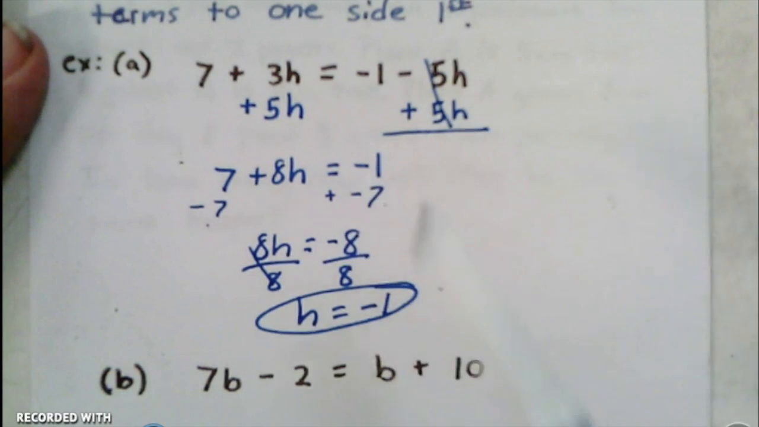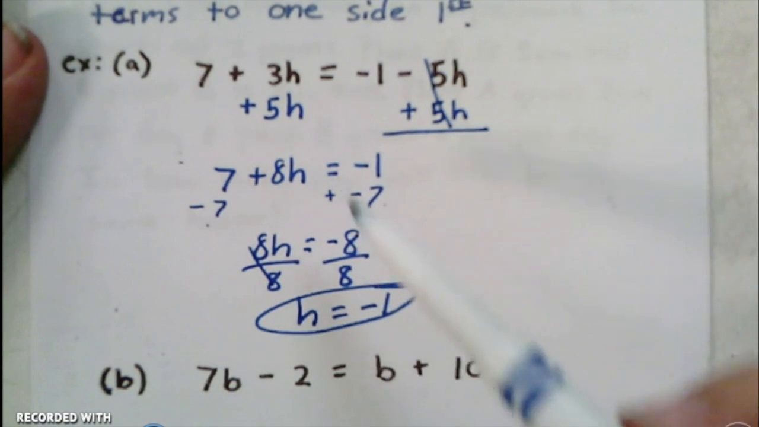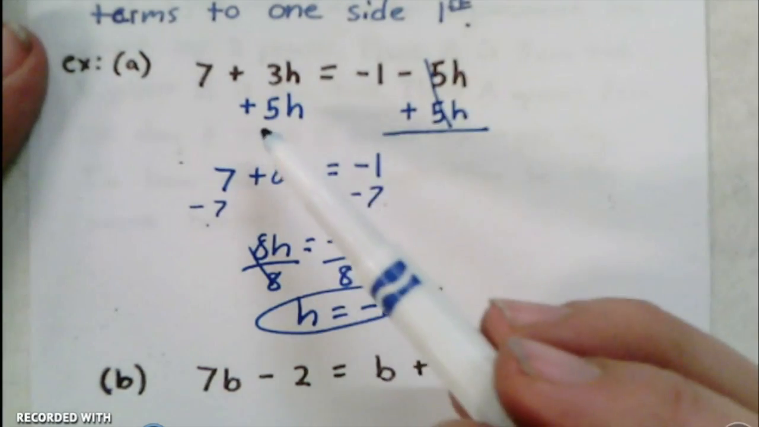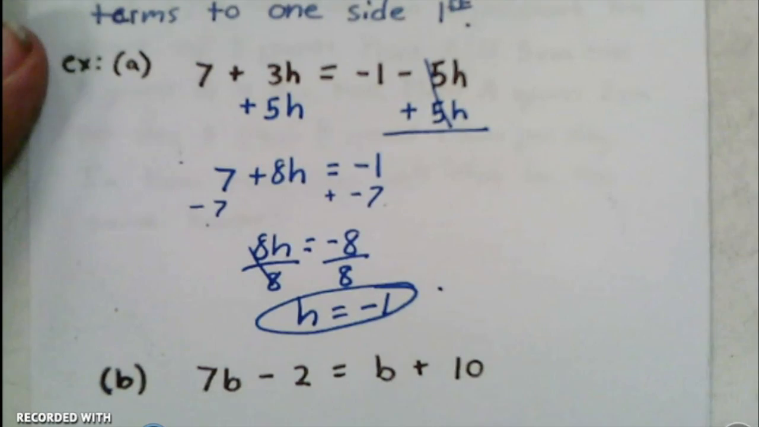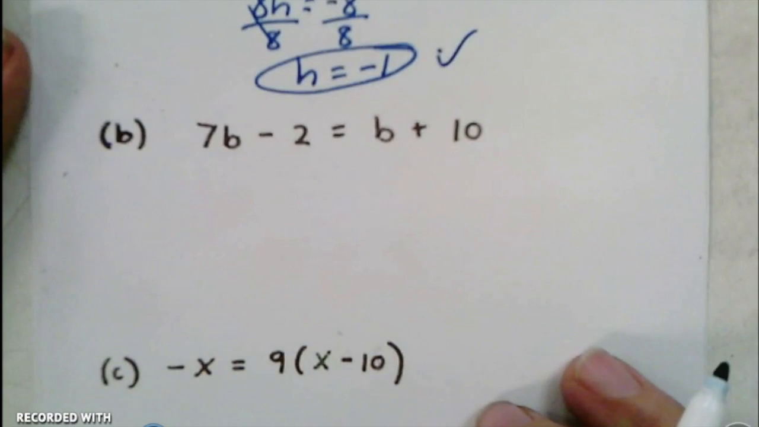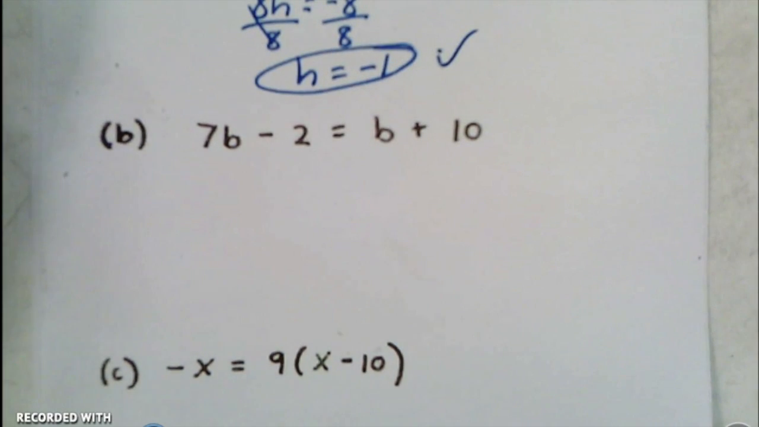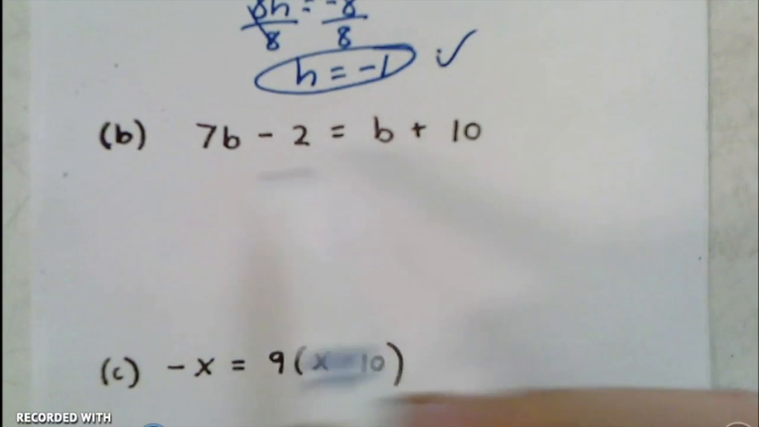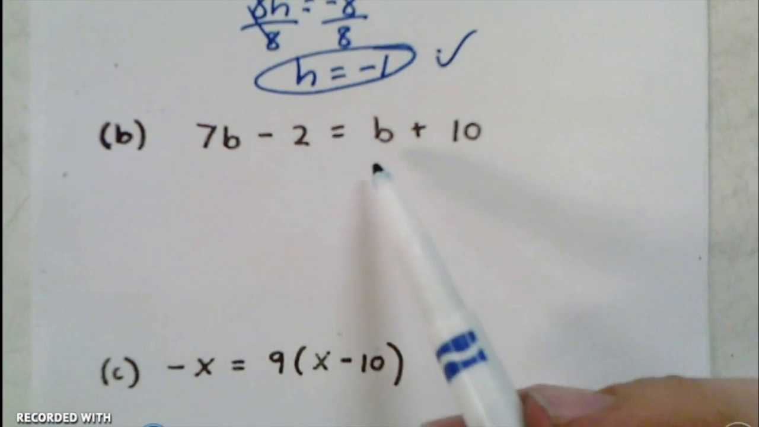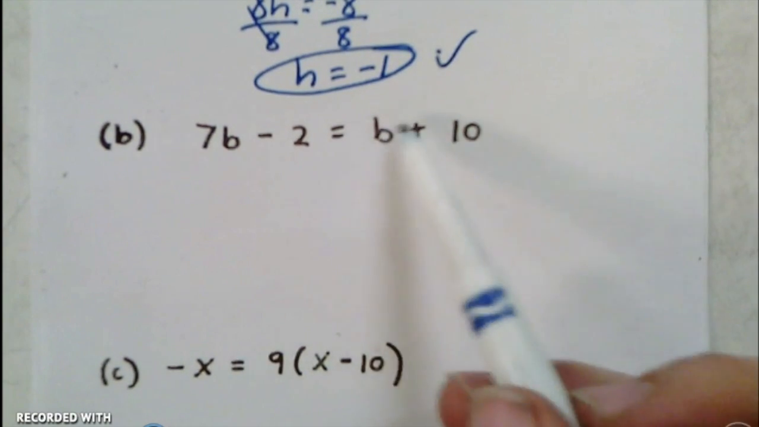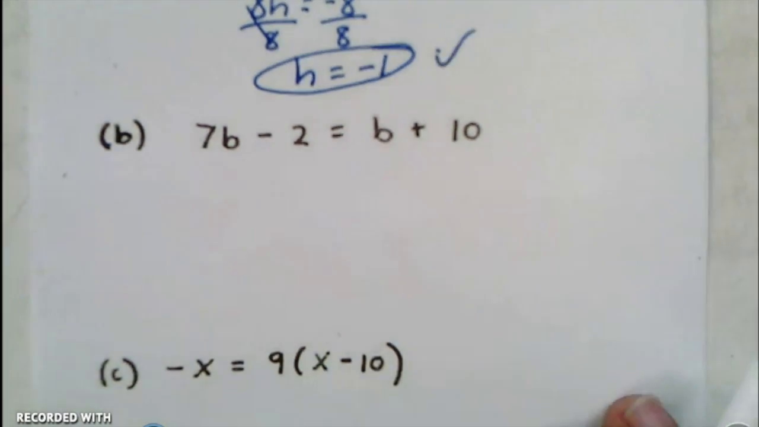And then I went back and I checked my work by plugging negative 1 into this h and into this h and seeing if this side equaled this side, which it did. So this works. Okay, example B. I would like you to try example B. So move your variable. Neither of them are negative, so I would move the smaller one so that way you don't end up with a negative 1. You're going to move this B first and then solve.